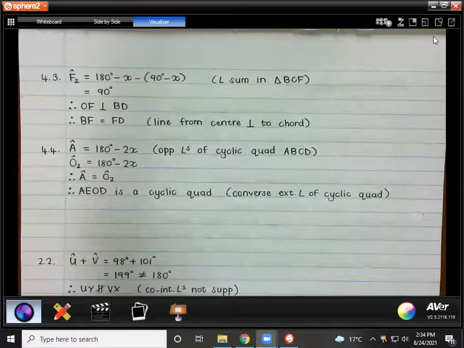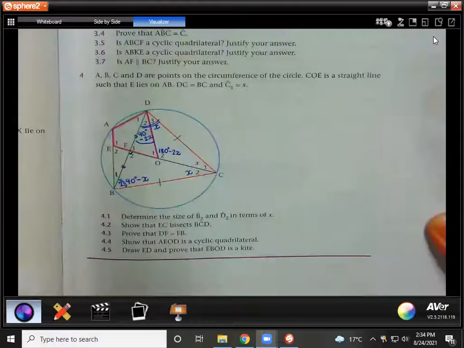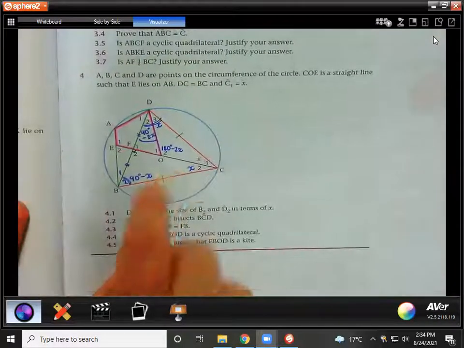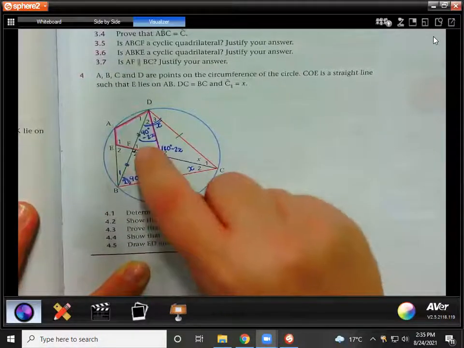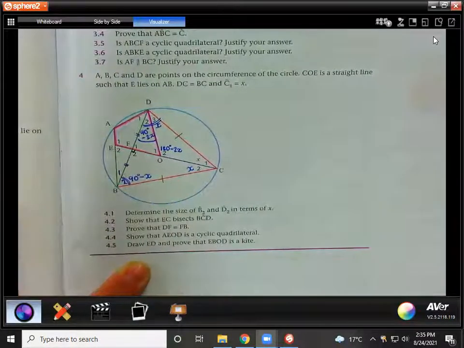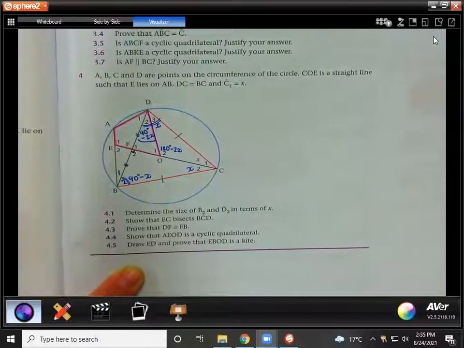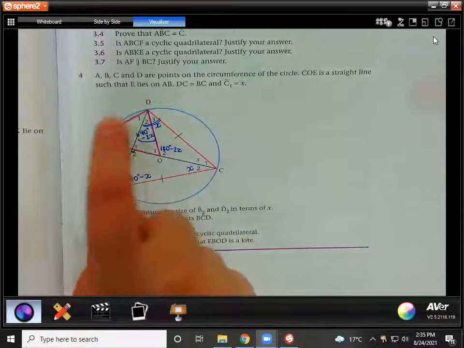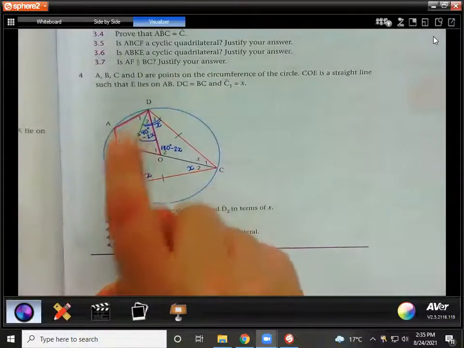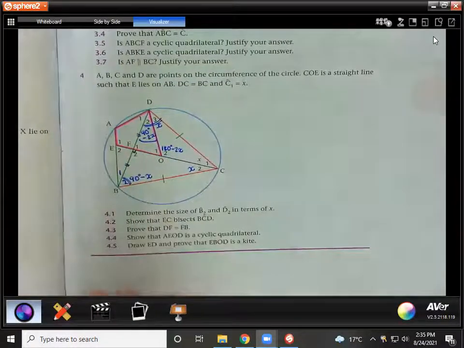Okay, I'm just quickly going to put the picture back on the board so we can talk about 4.4. Then I'll put the answer up again so you can copy it down. All right, so we have all this information now. I filled in that those two parts of that line are equal. That's 90 degrees. Again, we have all those angles. Now they're asking us to show that AEOD is a cyclic quad. Now that is what I colored in pink. All right, they want us to show that that is a cyclic quad.